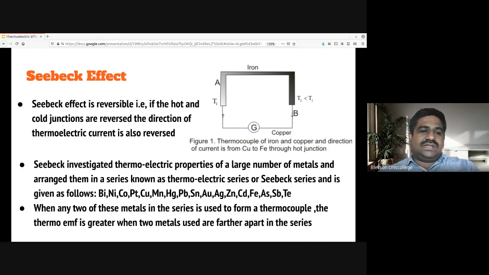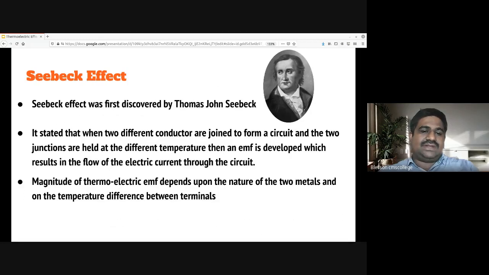So we have discussed the Seebeck effect. When two different conductors are joined to form a circuit and the two junctions are held at different temperatures, then an EMF is developed. So this time we are giving a temperature difference and a voltage, or an EMF, is produced.